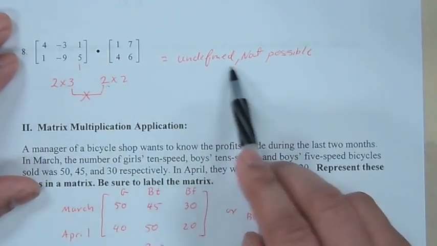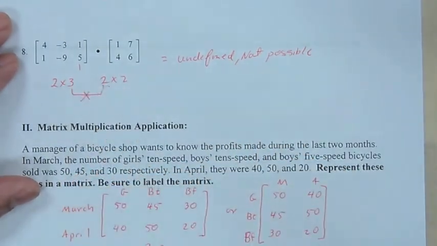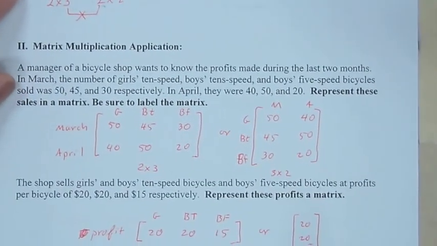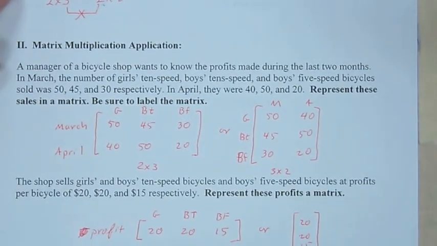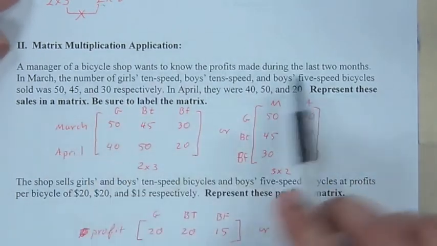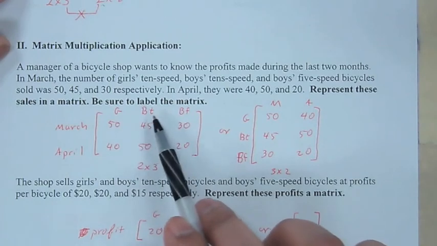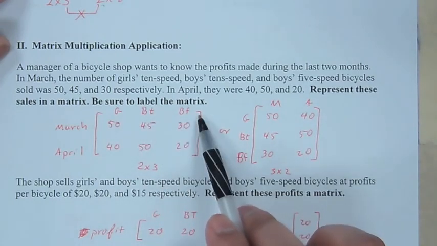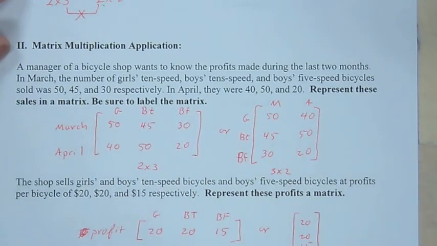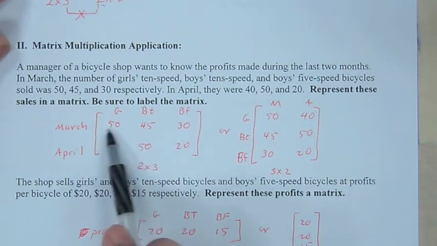So this is undefined and not possible because the dimensions do not align properly. Right. Now, matrices have actual real-world applications besides just annoying you guys. Okay, reading this question, we've got March, April, and girls, boys 10 speed, boys 5 speed. These are the sales of these things respectively. Okay, we plug those in.